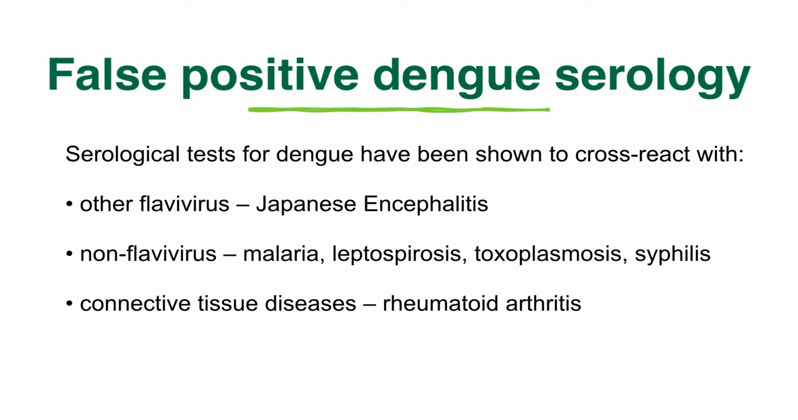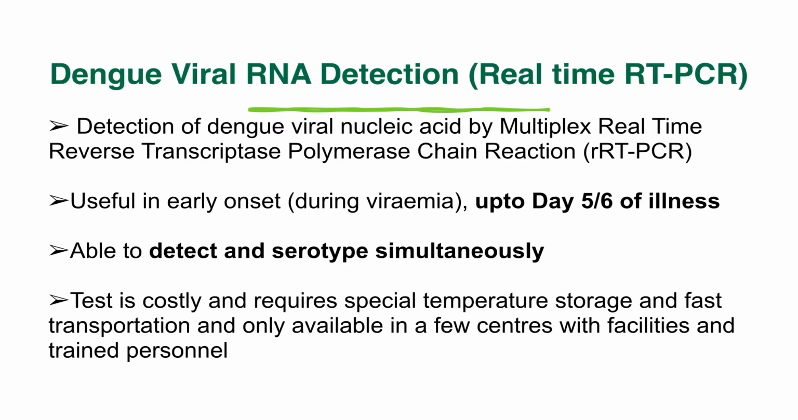You should also take note that serological tests for dengue have been shown to cross-react with other flavivirus, such as Japanese encephalitis, non-flavivirus such as malaria, leptospirosis, toxoplasmosis, and syphilis, as well as connective tissue diseases such as rheumatoid arthritis.